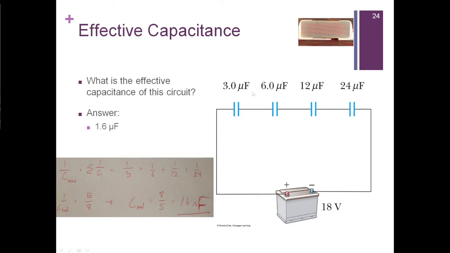This is the symbol for the metric prefix micro, if you haven't seen it in a while. Micro is times 10 to the negative 6th. And let's just calculate the total capacitance of this particular circuit. So again, in series, we do not add them up linearly. We have to add up their reciprocals first. So rather than 1 plus 6 plus 12 plus 24, it's going to be 1 divided by 3 plus 1 divided by 6 plus 1 divided by 12 plus 1 divided by 24.